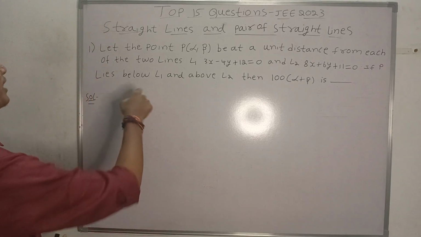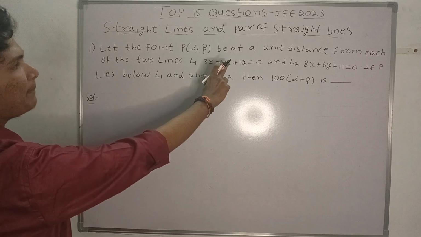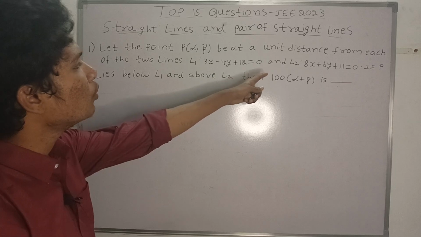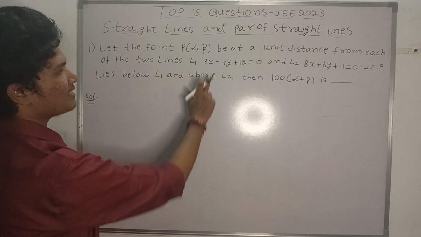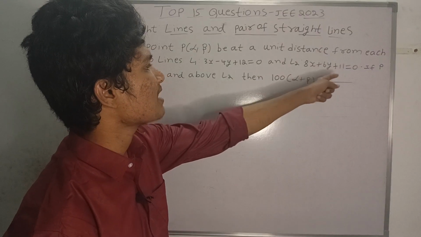So the first question is on the board, that is, let the point P(alpha, beta) be at a unit distance from each of the two lines, that is line L1 and L2. Basically they have given two lines: L1 is 3x minus 4y plus 12 equal to 0, and line L2 is 8x plus 6y plus 11 equal to 0.